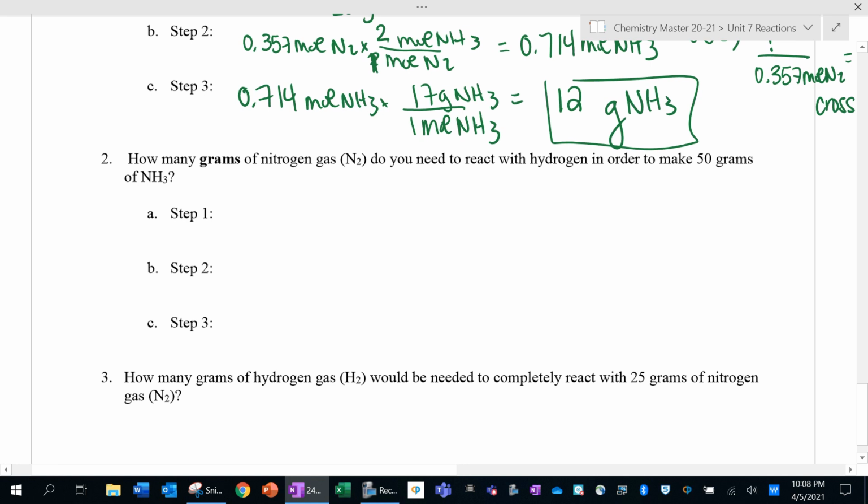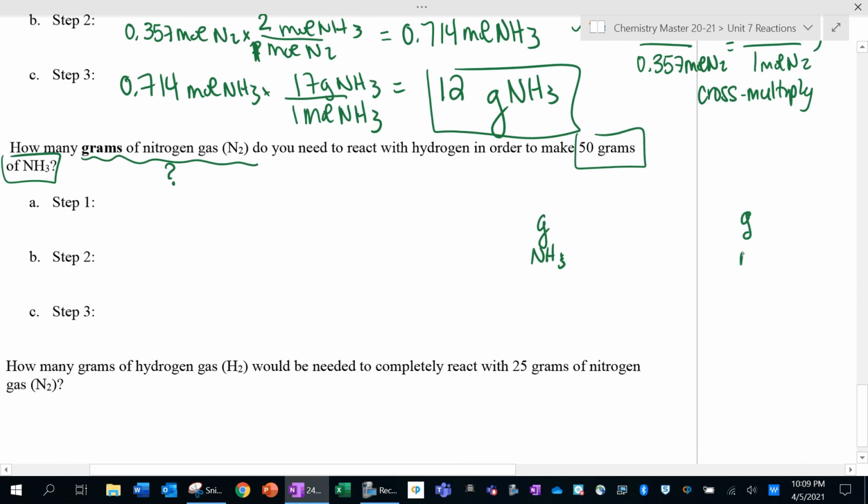Let's look at one more of these. Okay. So in this case, our unknown is grams of nitrogen gas, and our known is grams of NH3. So we're going to go from grams of NH3 to grams of N2. And let's actually map out what these steps are. So we're going to go from gram to gram.